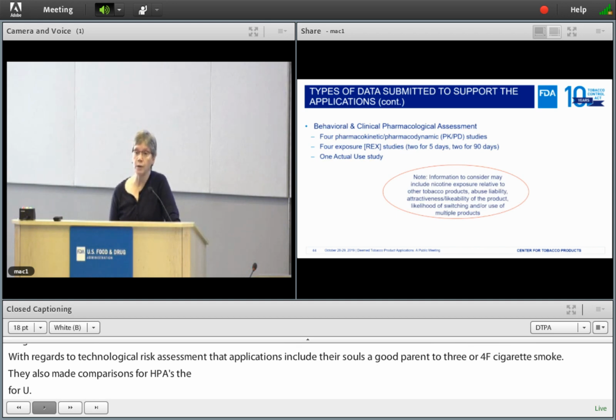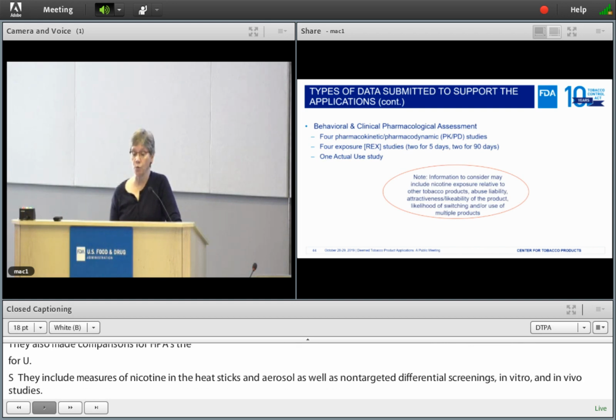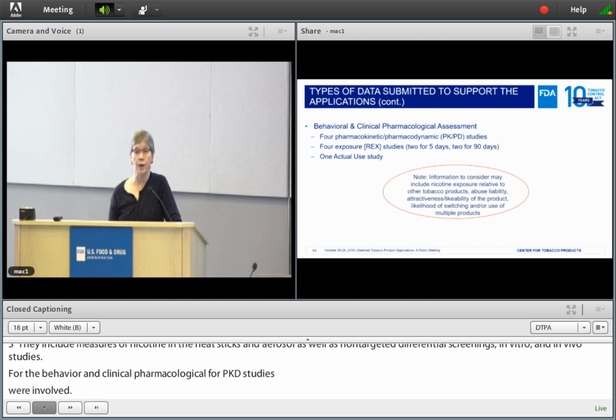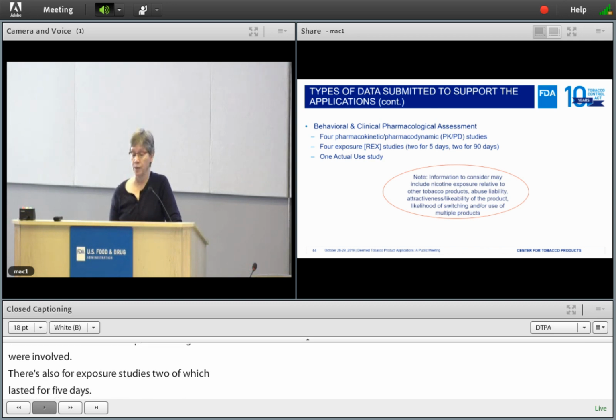For the behavior and clinical pharmacological assessment, 4 PK/PD studies were included in the applications. There were also 4 exposure studies, 2 of which lasted for 5 days and 2 of which lasted for 90 days, and 1 actual use study. Another note, information to consider may include nicotine exposure relative to other tobacco products, abuse liability, the attractiveness and likability of your product, and the likelihood of switching and/or use of multiple products.